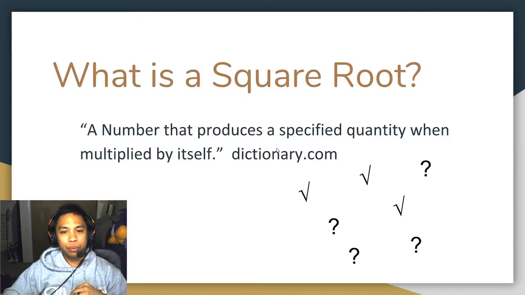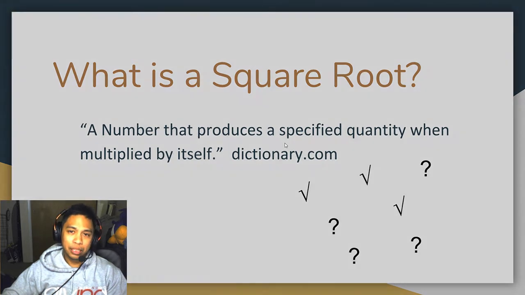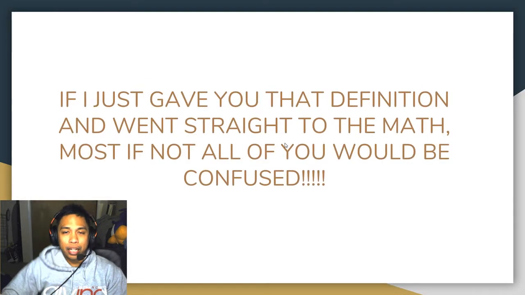What is a square root? A number that produces a specified quantity when multiplied by itself. That's from dictionary.com. Now, some of you might be saying, what does that even mean? And if I started going into the math of square roots and I just gave you that definition, most of you would still be confused, and that's okay.